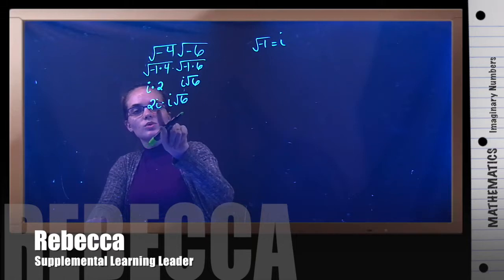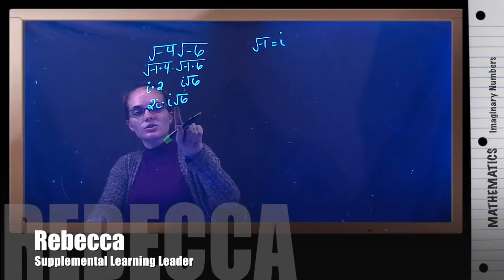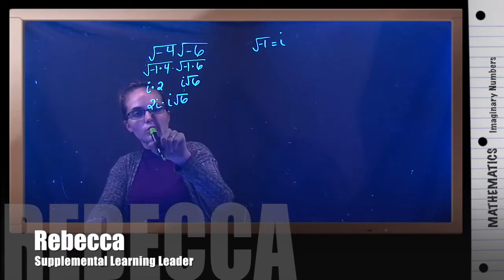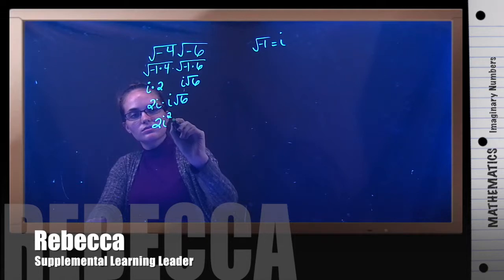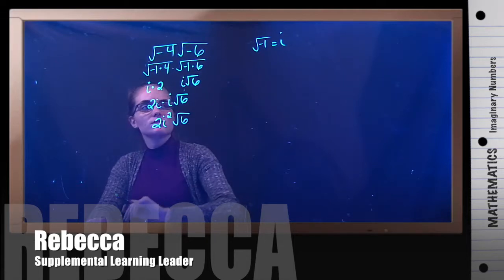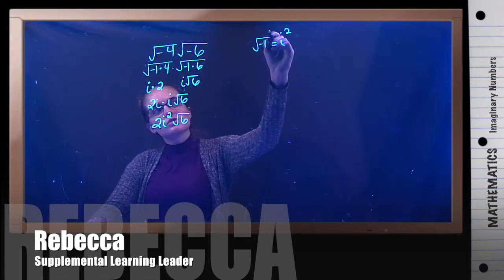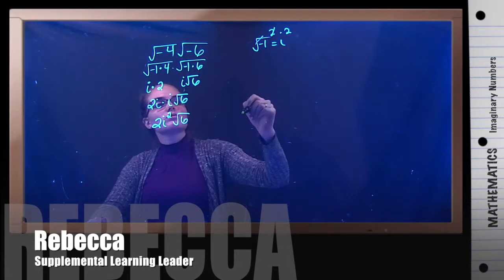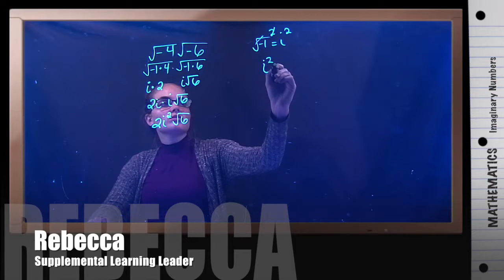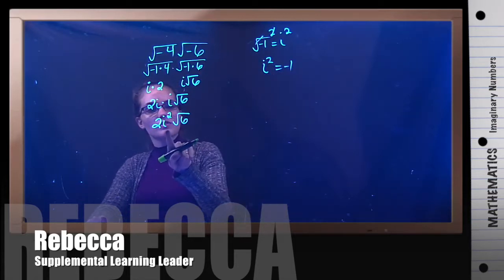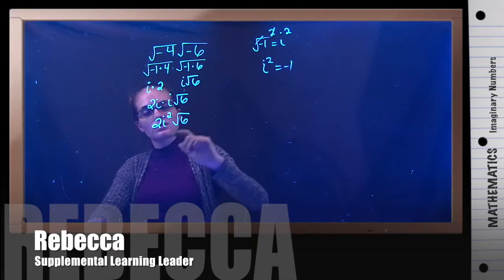And now you can bring that down to here. And now we have 2i times i square root of 6. So what we can do is multiply these. i times i is i squared, square root of 6. Now, another thing you have to remember is that if you square this and you square this, these squares will cancel out. So i squared is definitely equal to negative 1. So anytime you have an i squared, you have to replace it with negative 1.